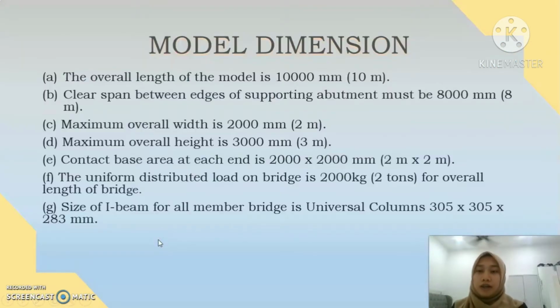So for the second one is model dimension. The overall length of the model is about 10 meters, and clear span between edges must be 8 meters, and maximum overall width 2 meters, and maximum overall height 3 meters. Contact face area 2 meters times 2 meters. The uniform distributed load on the bridge is 2000 kg. Size of I-beam for all members of the bridge is universal column 305 times 305 times 280 mm.